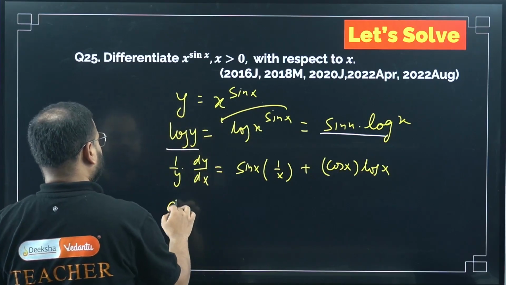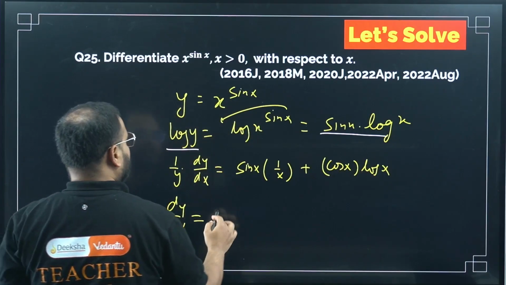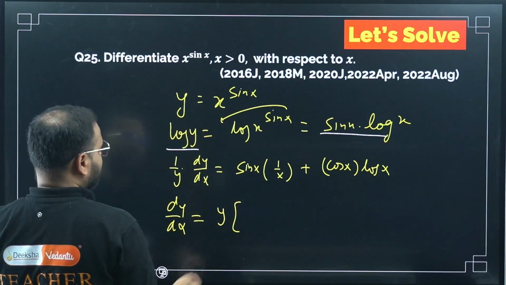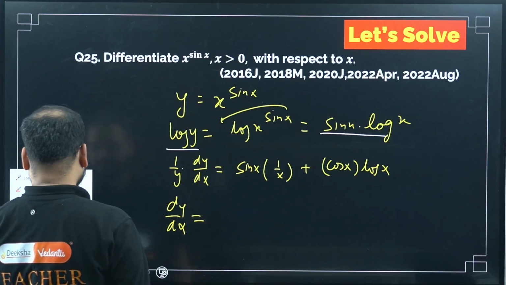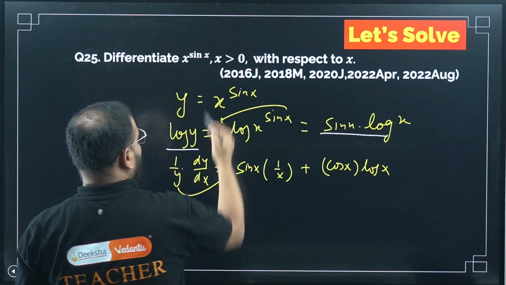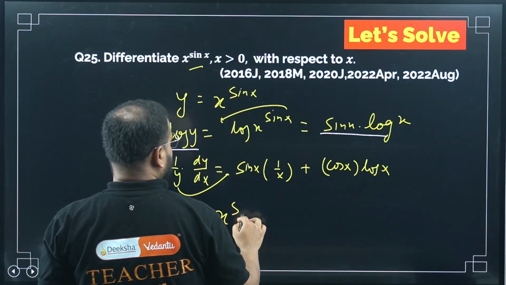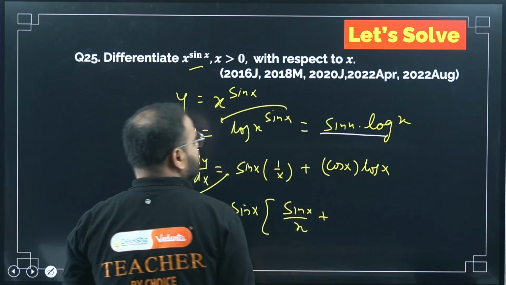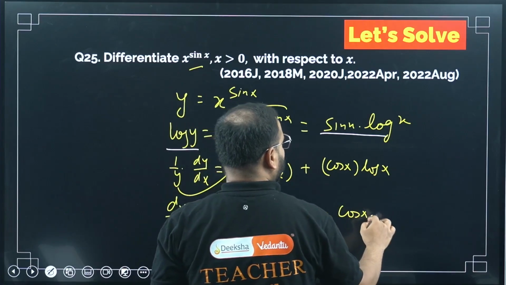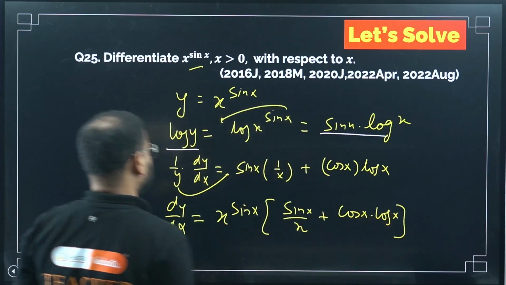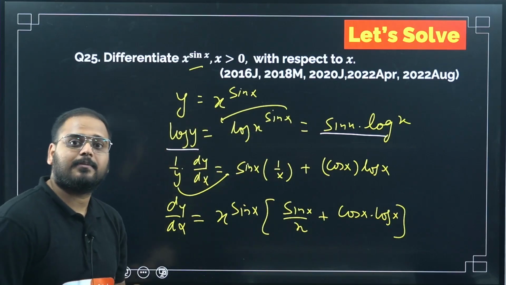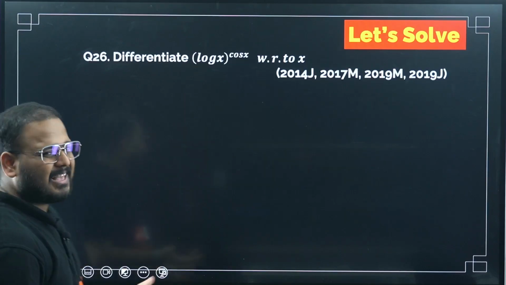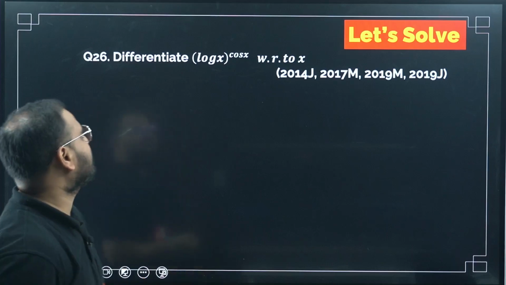Bring the y over to that side. So dy by dx will be y times, and what is my y? x power sin x. So dy by dx equals x power sin x times, sin x upon x plus cos x log x. This is my final answer. I hope this is clear. Very simple problem. Expect it for 2-3 marks; if it comes, 2-3 marks is more than enough for this question.